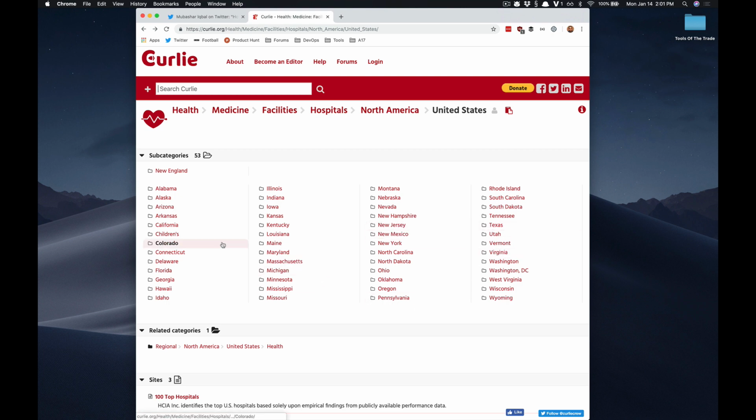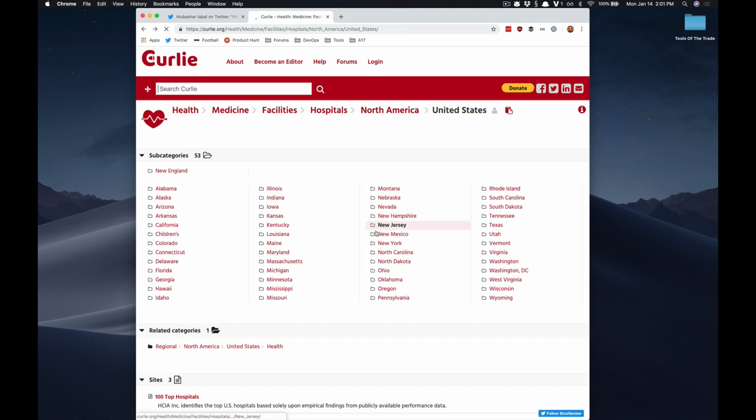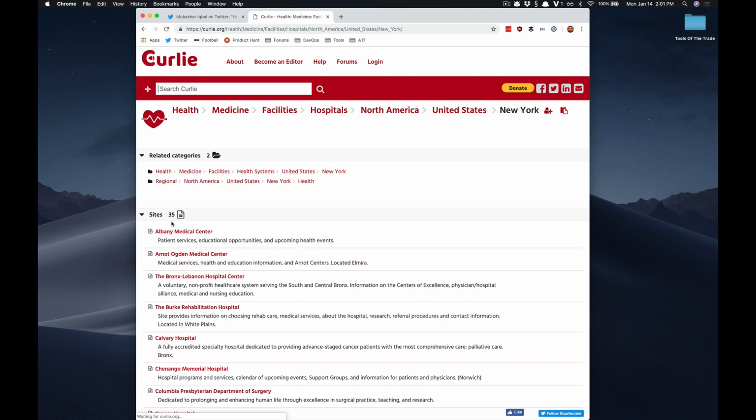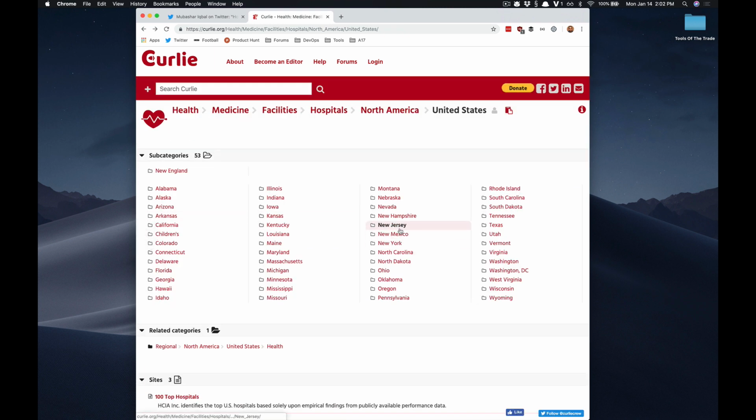So obviously places like California, where you've got 89 hospitals across the state, places like New York, I'm going to assume, has a fairly high number, 35. New Jersey probably is 20. So yeah, choose some of those bigger states.